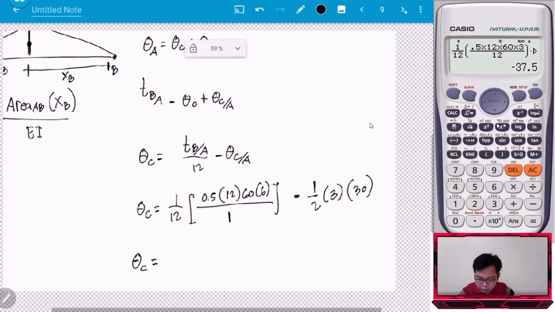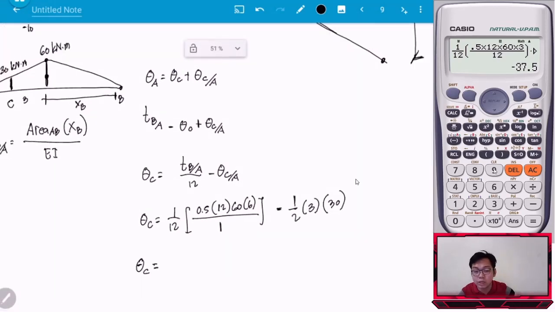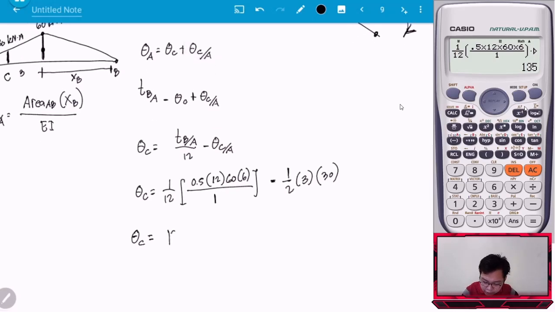Okay, kaya pala mali yung sagot natin. Anyway, check na natin ulit. So, that is 1/12 times 0.5 times 6, over 1 na lang. And then, minus 0.5 times 3 times 30. So, I think okay na to. Yan, that is actually 135. Yan, 135 na lang.